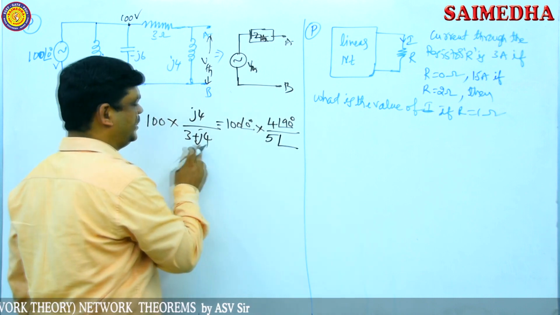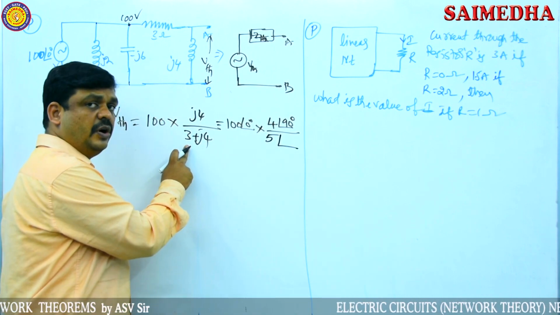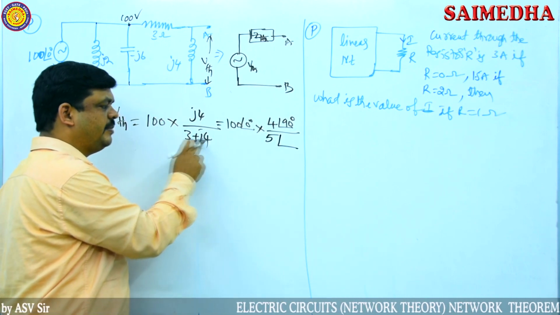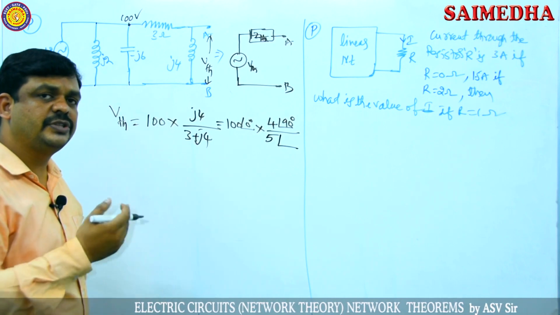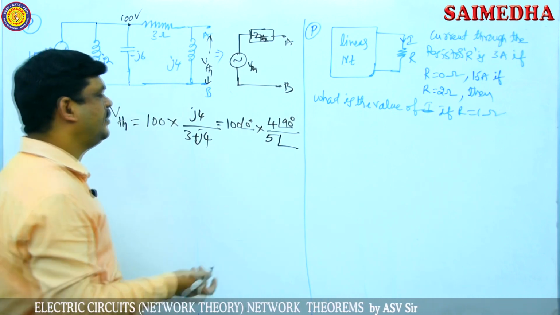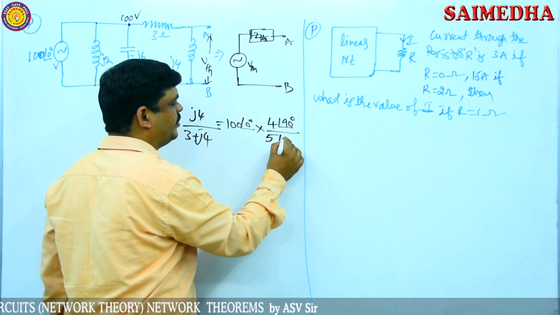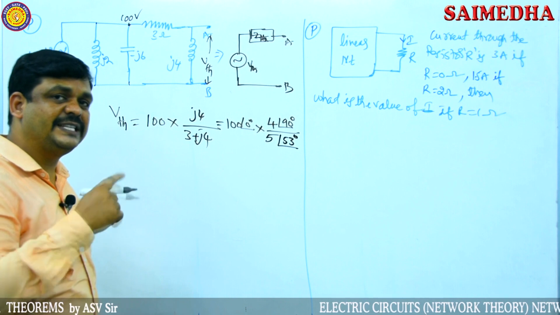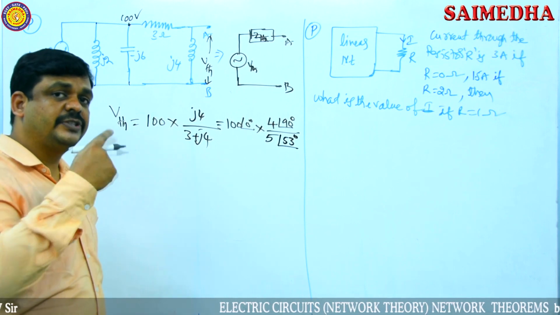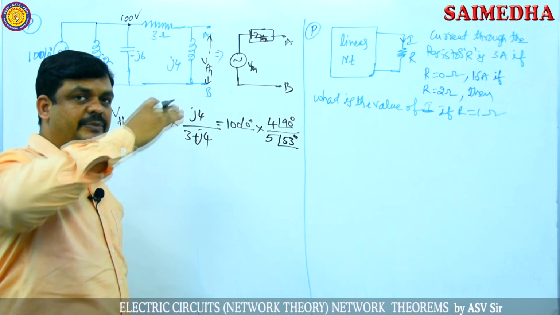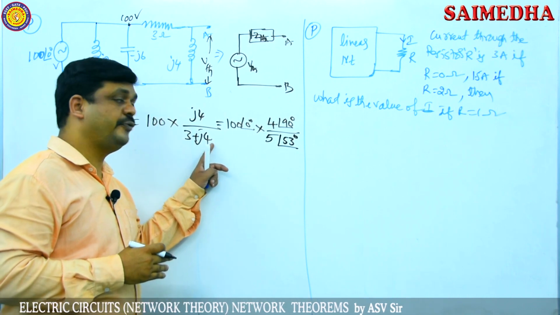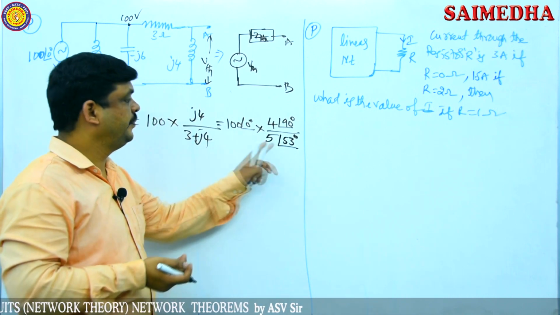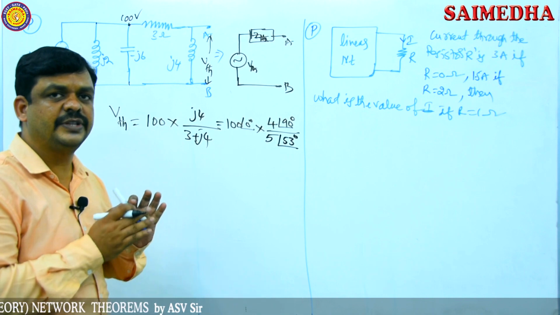Then the angle of this is tan inverse of the imaginary term by the real term, that is, tan inverse of 4 by 3. Tan inverse of 4 by 3 is greater than 1, so approximately I am writing 53 degrees here, because tan inverse of 1 is 45 degrees and tan inverse of infinity is 90 degrees. It lies in between, so I am writing the approximate value as 53 degrees.